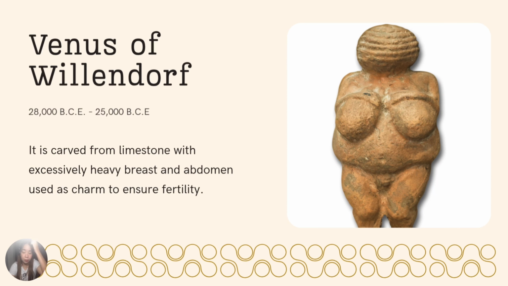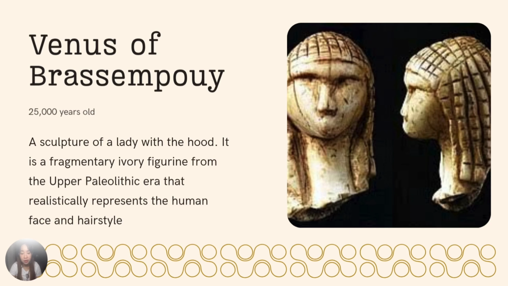One of the most popular prehistoric sculptures is the Venus of Willendorf. It was found in Willendorf, a village in Lower Austria. It is carved from limestone with excessively heavy breasts and abdomen, used as a charm to ensure fertility. It's a symbolic representation of fertility, of being able to give birth, and motherhood. It's one of the most popular and widespread interpretations of the Venus of Willendorf, a symbol of femininity and abundance. The next one is another Venus, the Venus of Brassempouy.